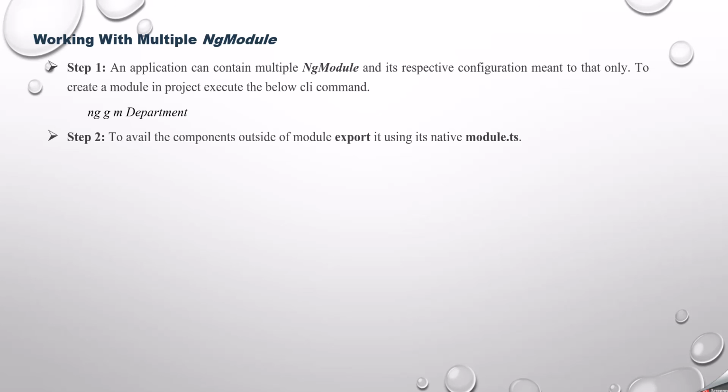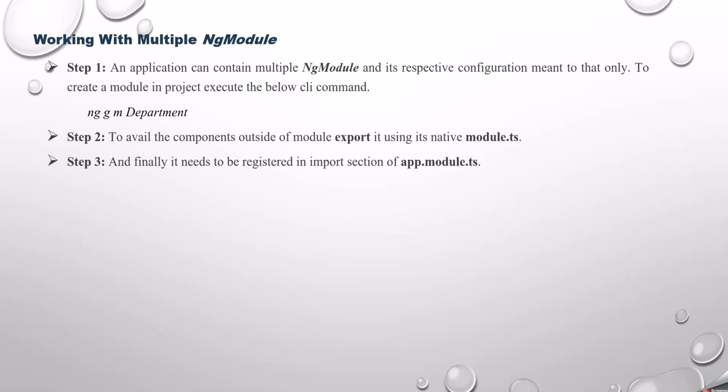Okay, step one is we just created the ng module. The second step tells about making the component available. As we saw, we just created one component, but that component is not available throughout the application until we proceed with the second and third steps.